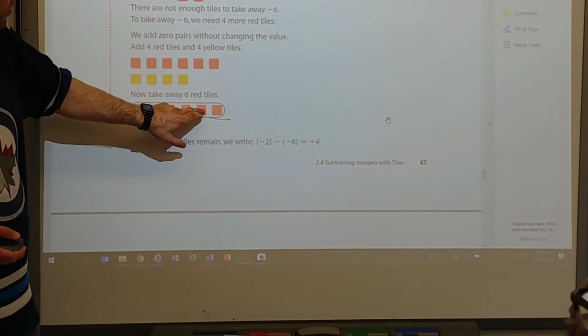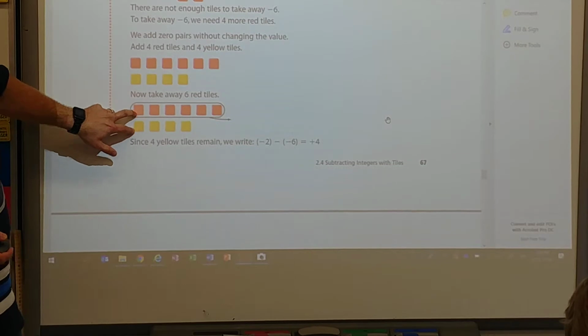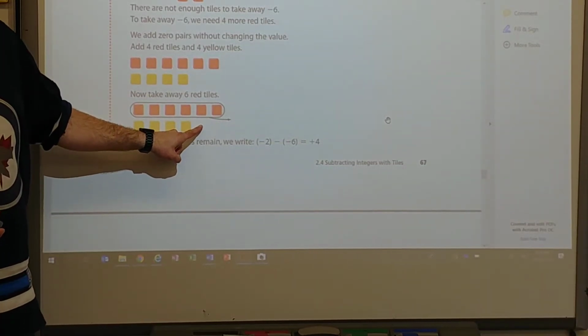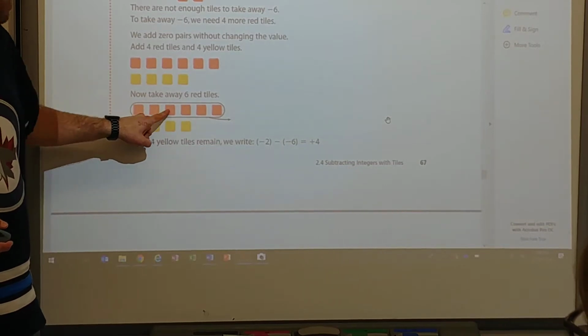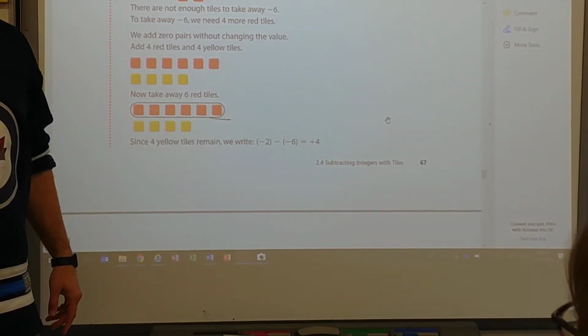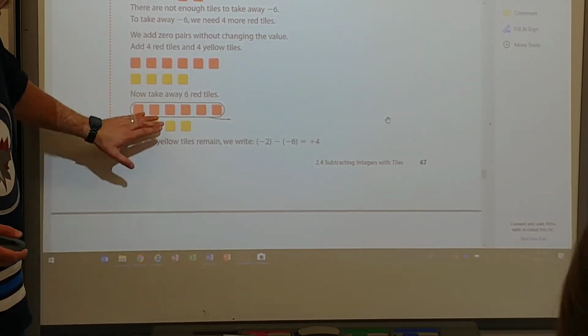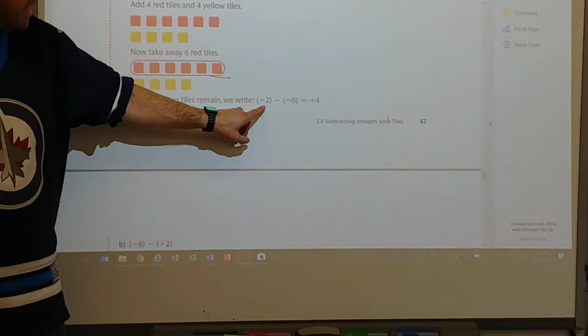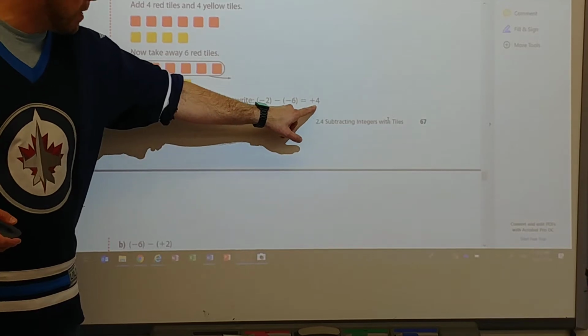So I got 1, 2. And I added 4 more 0 pairs. It's still negative 2, right? Okay. But now I have enough tiles that I can take them away. So I'm going to take those away. Exactly, I'm left with positive 4. Minus 2 minus 6 equals positive 4.